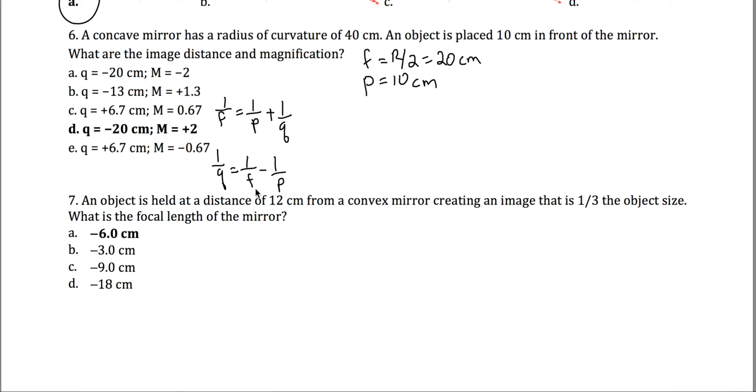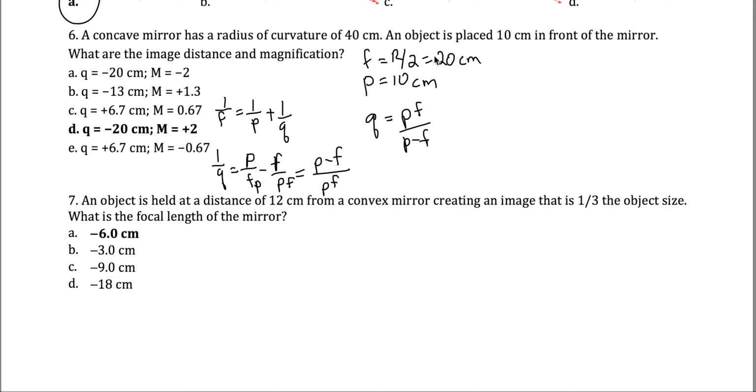Then you need to find your common denominator. So you're going to multiply F by P and this by P. You're going to multiply this by F and this by F. So now you found your common denominator. Now you have P minus F over P times F is 1 over Q. So to get Q, you're going to flip it and get P times F over P minus F.